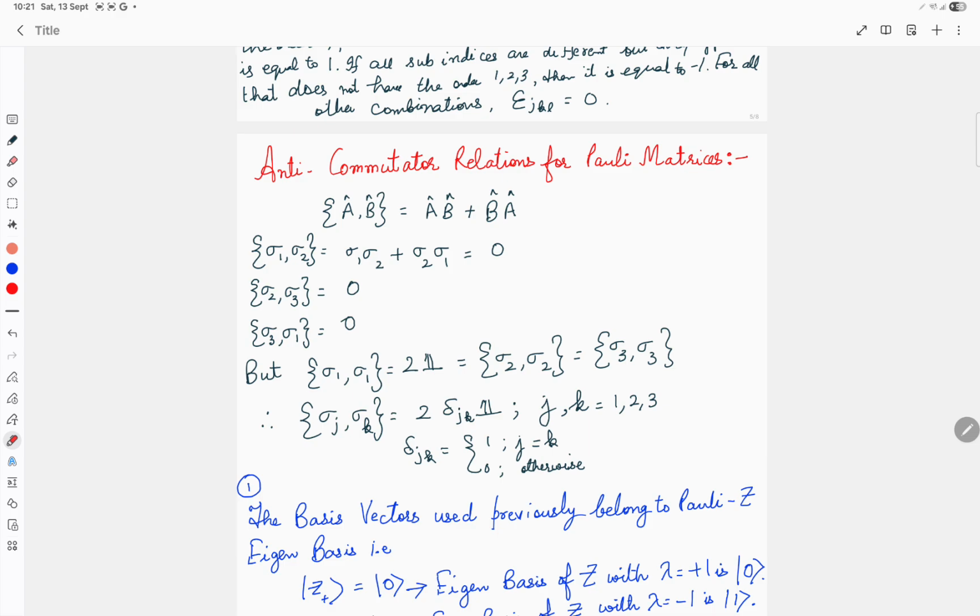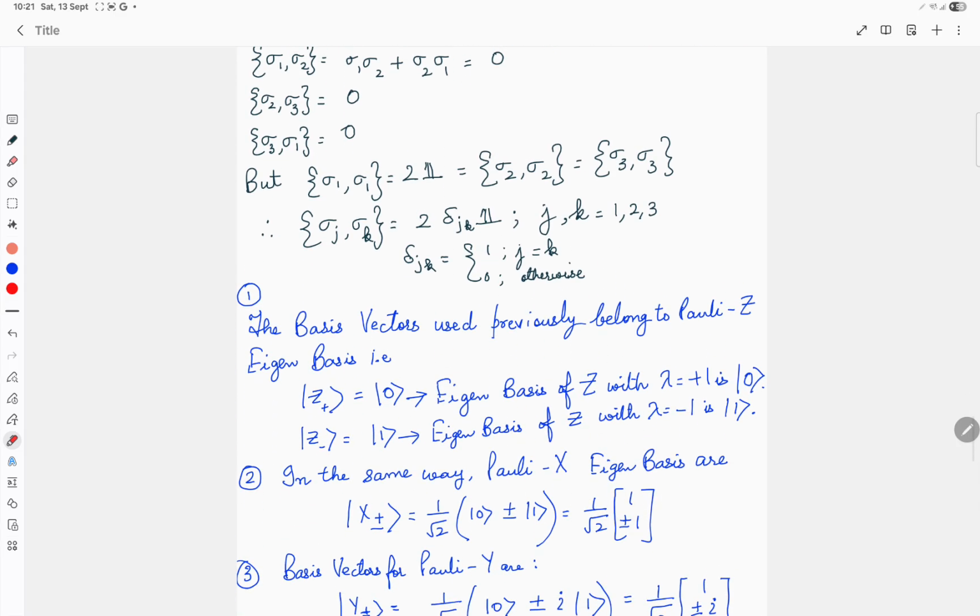We can represent this relationship in general by sigma j and sigma k, where j and k both vary from 1 to 3. We can represent this general equation as twice delta jk times the identity. Delta jk is the Kronecker delta. It is equal to 1 when j is equal to k, otherwise it is equal to 0. So this will take care of the values.